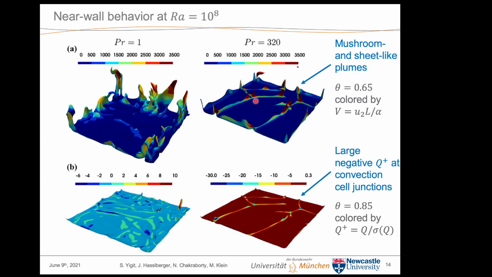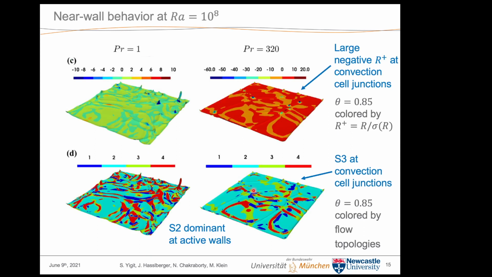And of course, we have already seen that this occurs mainly for the high Prandtl number case. In the low Prandtl number case, those convection cells are by far not that clearly defined as in the high Prandtl number case. So this is exactly where these S3 topologies, and therefore the tail switching, are coming from.